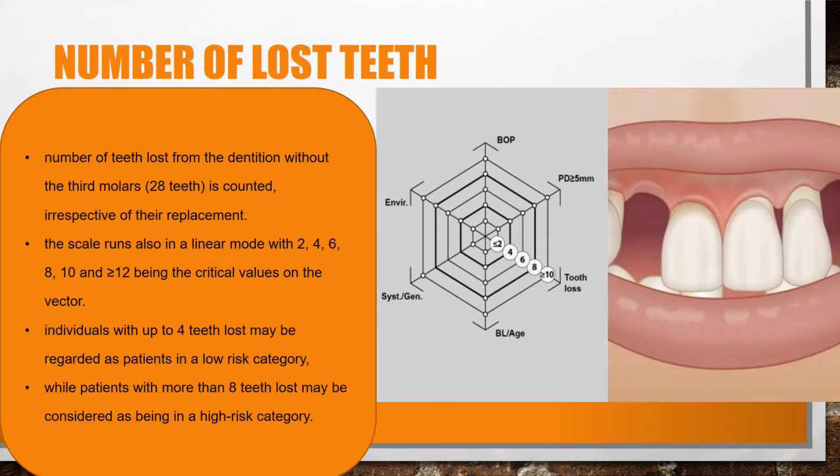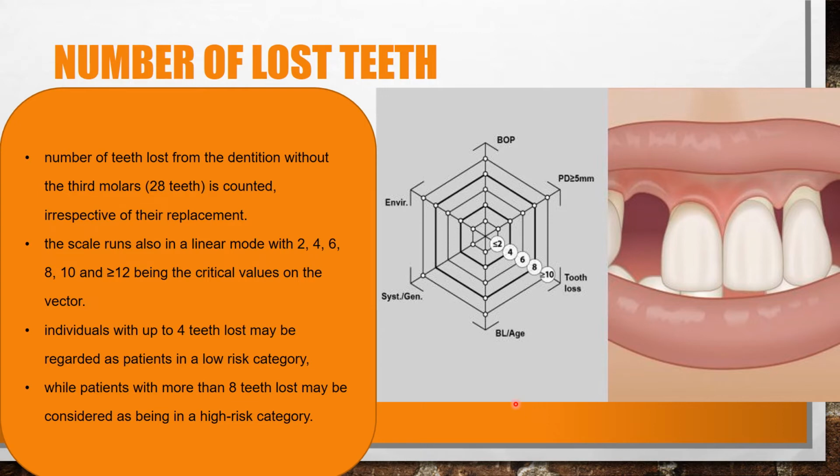Then we are going to assess the number of lost teeth. The number of teeth present determines the clinical function. The number of teeth lost is counted from the dentition without third molars, so third molars will not be counted, irrespective of their replacement. If the second molar has been extracted and the third molar has drifted into the second molar position, and if that is in function, this can be counted.